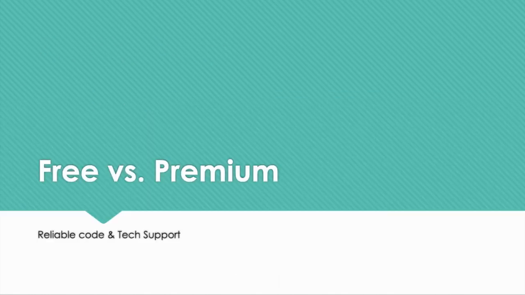Now there is an option between free and premium themes. Premium obviously meaning that you have to pay for them. Usually what you're paying for is more reliable code and tech support. But I will show you how to choose a reliable free WordPress theme if you'd like to go with that. So let's take a look.